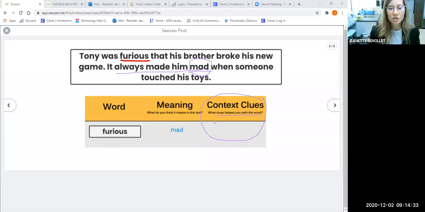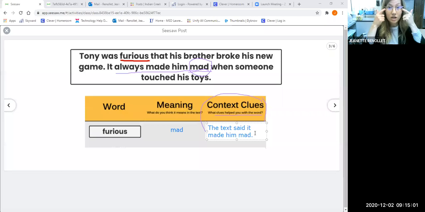Okay, so we can determine that furious means mad, and we know the text said it made him mad. Right now, I'm using text evidence. I found my evidence in the text, and I'm going to write it in my chart to prove that I used clues from the text. Great work, boys and girls. We are going to do another example.